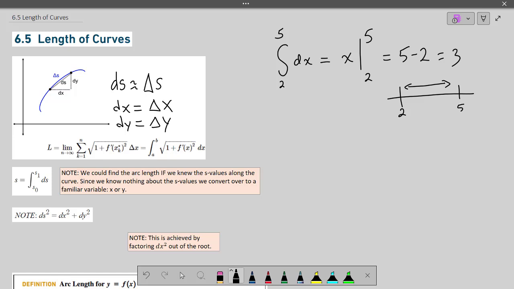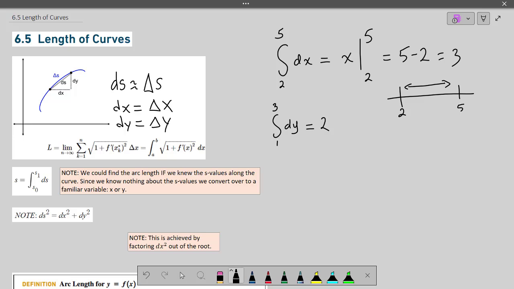If we integrated dy from 1 to 3, what would that be? 2. Right? The integral of a differential is always the length of the interval. So this means that we have y limits. This means that we have x limits. There's no way for us to create s limits, so we have to do some sort of substitution. And here's what we do.